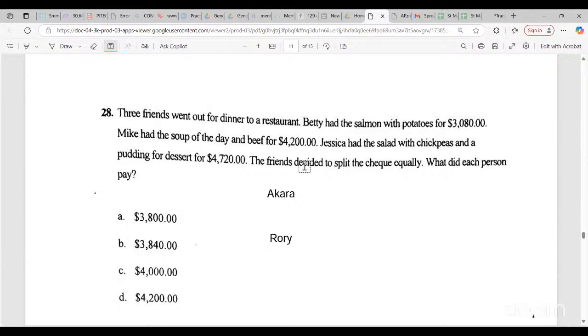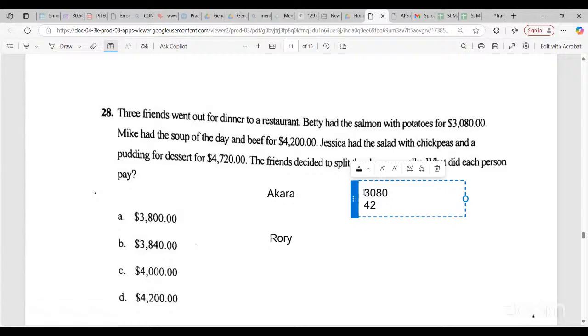So what I did, I added 3,080, 4,200, and 4,720, and I got 12,000, and I divided that by 3 since there are 3 persons, and then I got my answer as 4,000. Alright. Go ahead now, Rory.